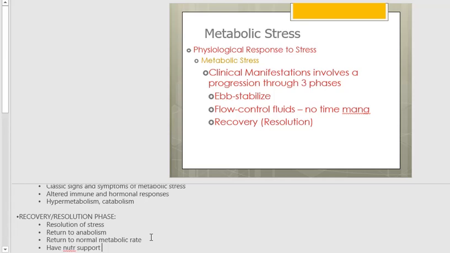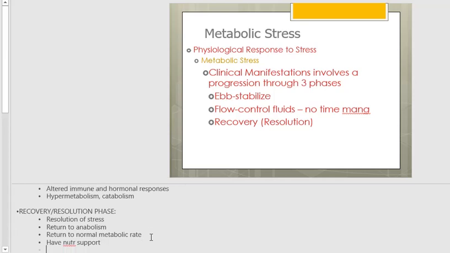Let me tell you a secret though. Let's say that a person is in the flow phase and we give them nutrition support to meet their increased needs. We can't totally prevent loss of lean body mass because it's just part of the phenomenon of metabolic stress. We can reduce and try to prevent malnutrition, but we can't totally prevent lean body mass loss overall. It's just a part of what happens when someone undergoes acute metabolic stress. So our job is to initiate nutrition support as quickly as possible once the patient stabilizes, to reduce the risk of malnutrition and to reduce lean body mass loss.